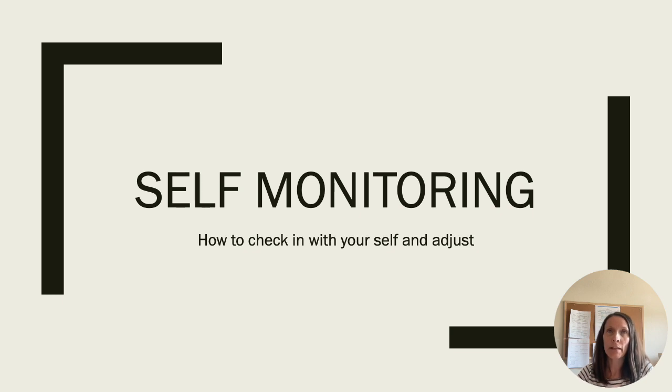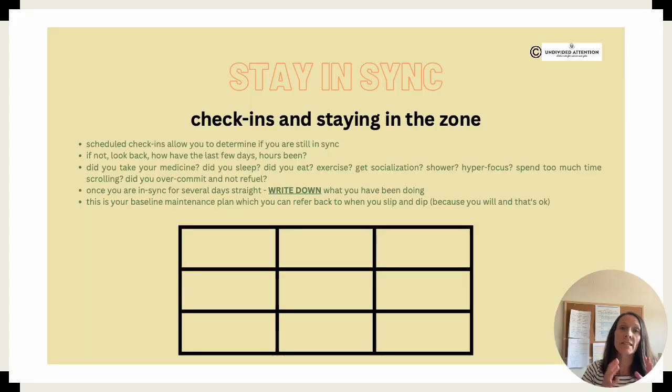How do you determine if you are in sync with the universal timeline, and if your medications are working and so on? Self-monitoring is not a strength of ADHD. It's something that we have to be super intentional about. But how do you check in with yourself and adjust as needed? So, staying in sync, check-ins and staying in the zone.